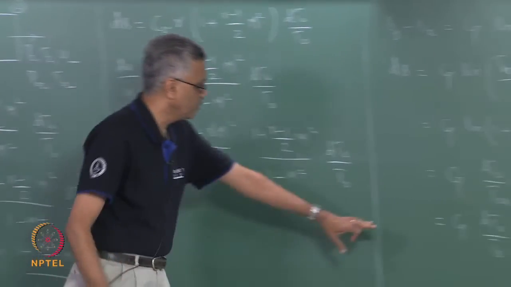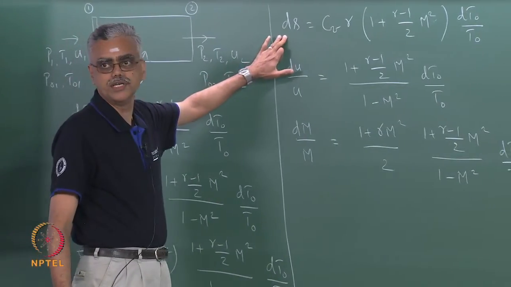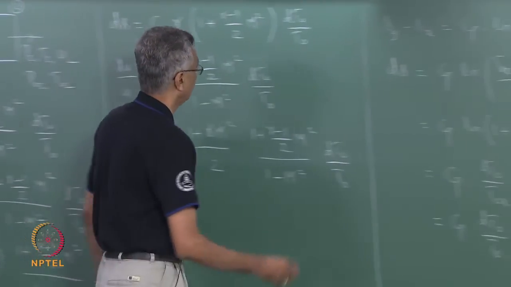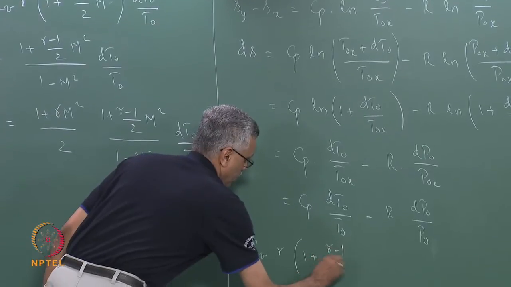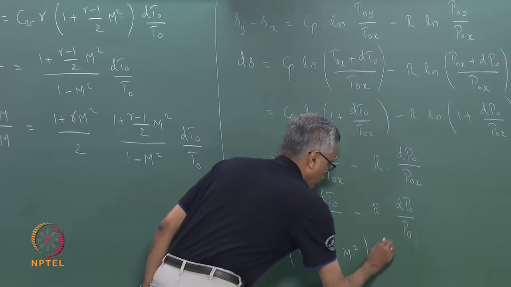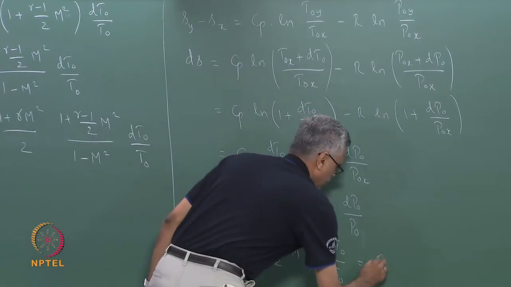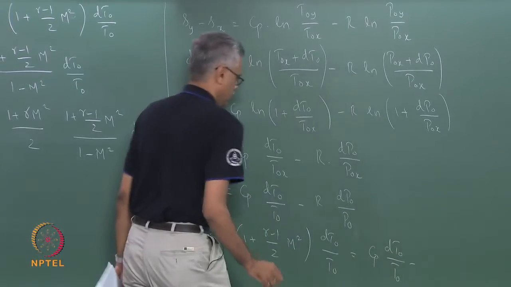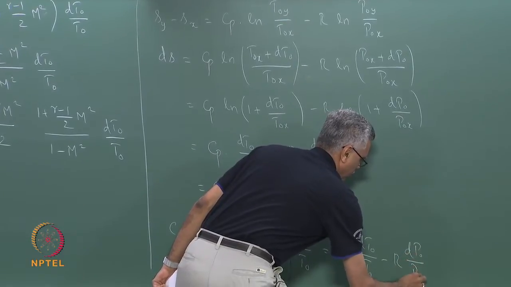I can now equate this expression for dS with the other expression for dS. If I equate these two expressions for dS, I get the following: Cv times gamma times 1 plus gamma minus 1 over 2 times M squared times dT0 over T0 is equal to Cp times dT0 over T0 minus dP0 over P0.